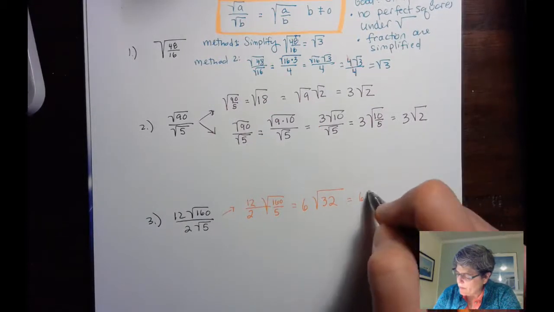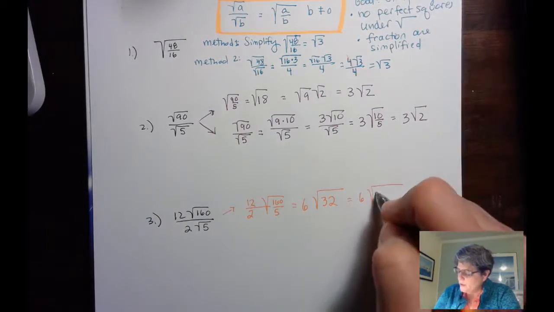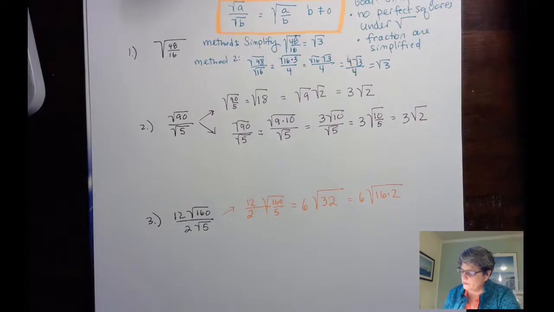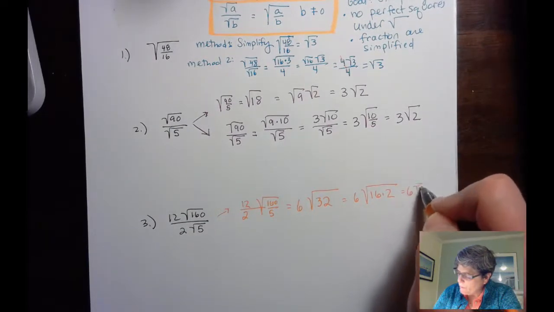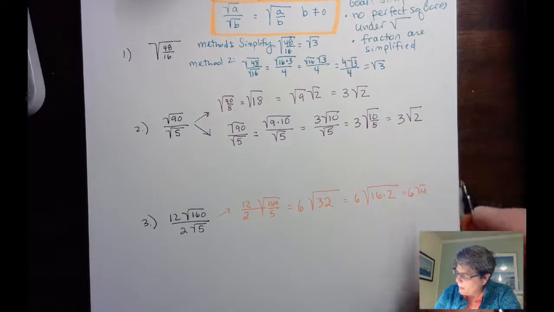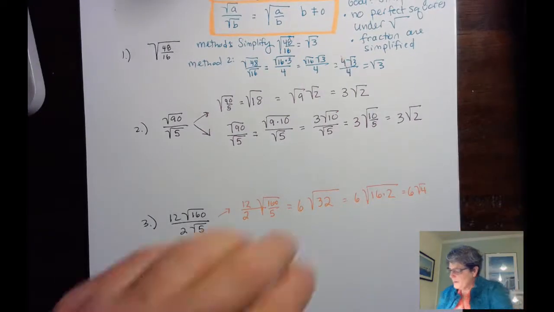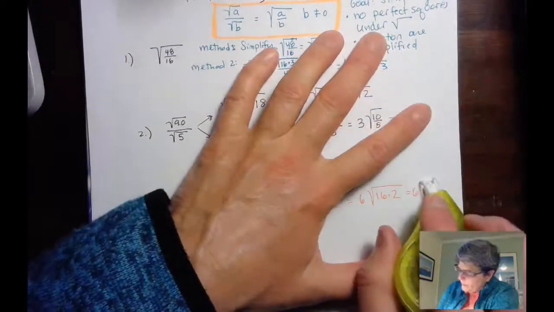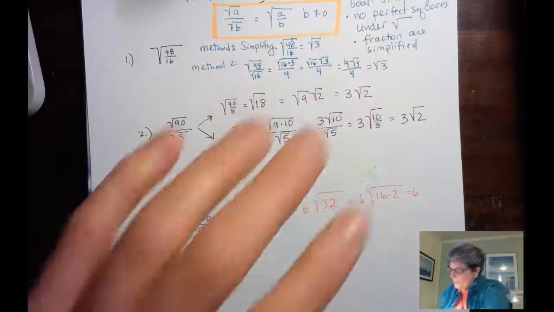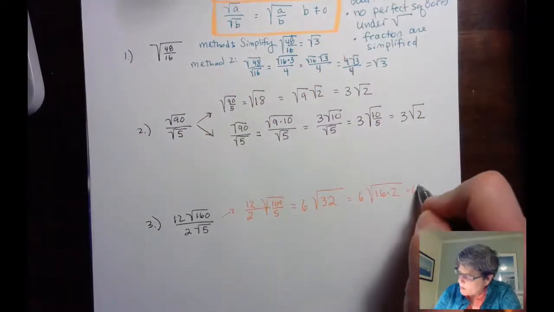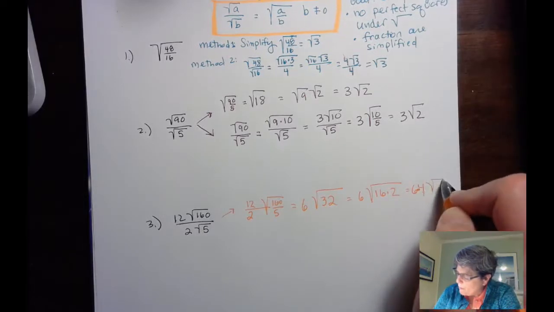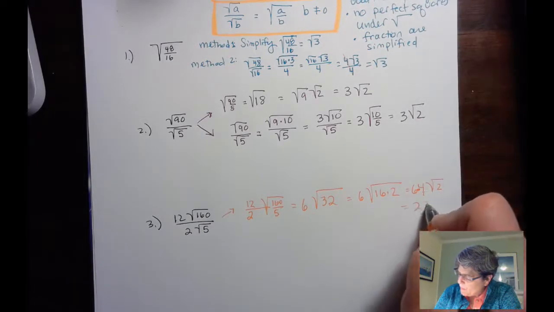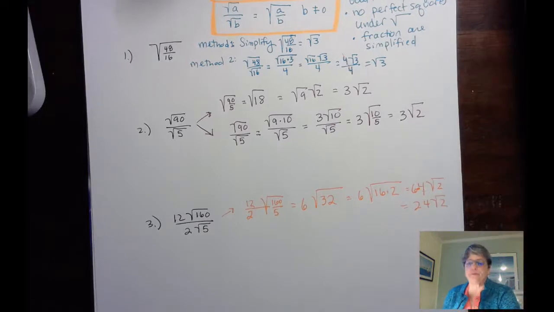Now we have to simplify this. 16 goes into 32 twice. So that gives us 6 root 4. I'm sorry, let me fix that. I don't need the square root symbol over the 4. The square root of 16 is 4. So 6 times 4 root 2, which is 24 root 2.